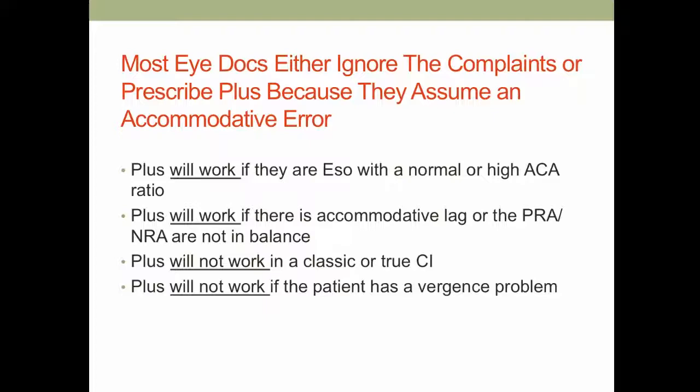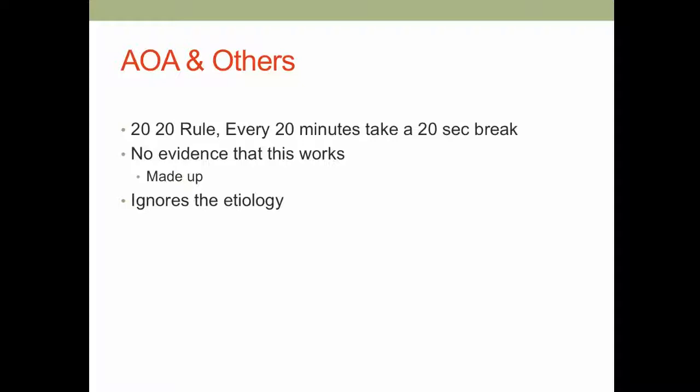Even the American Optometric Association tends to ignore these types of problems with the so-called 20-20 rule, which tells everyone every 20 minutes take a 20-second break. There's no evidence that this worked. It ignores the etiology, which is accommodative or vergence in nature, and ignores the fact that we can probably eliminate these problems by instituting some form of therapy to improve accommodation and vergence.